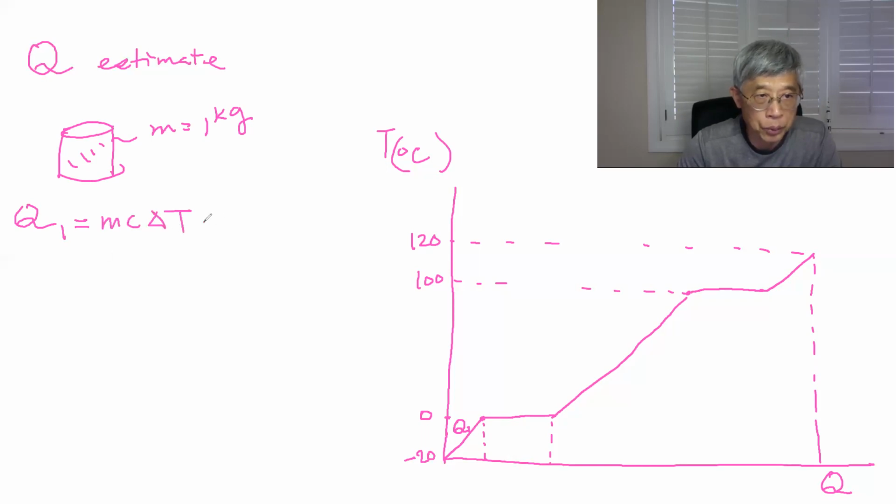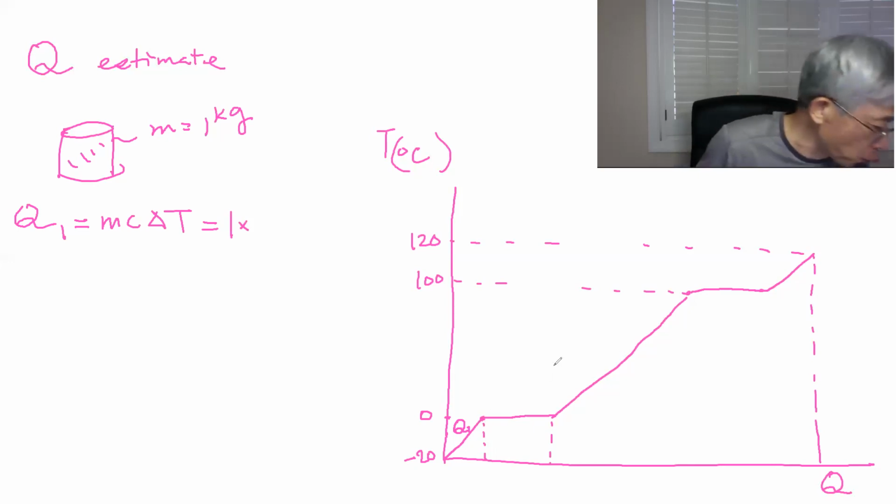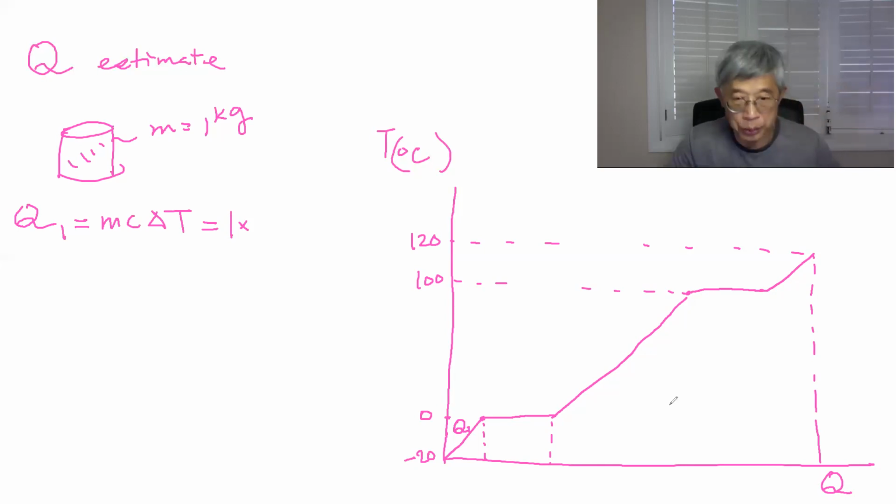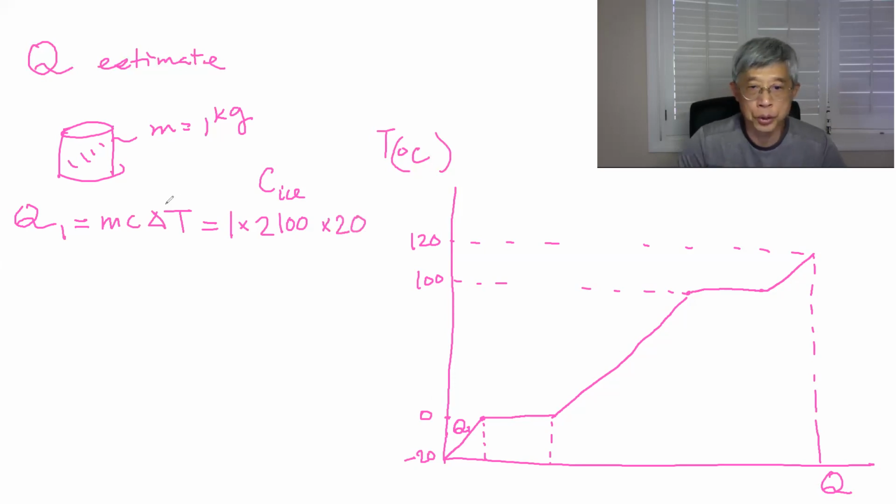Q1 is going to be MC delta T. So that's equal to 1, and C for the ice is roughly 2100, okay? Roughly 2100. This is C for the ice. And then times delta T. The delta T is 0 minus that, so that's equal to 20. Okay, so that's your Q1 there.